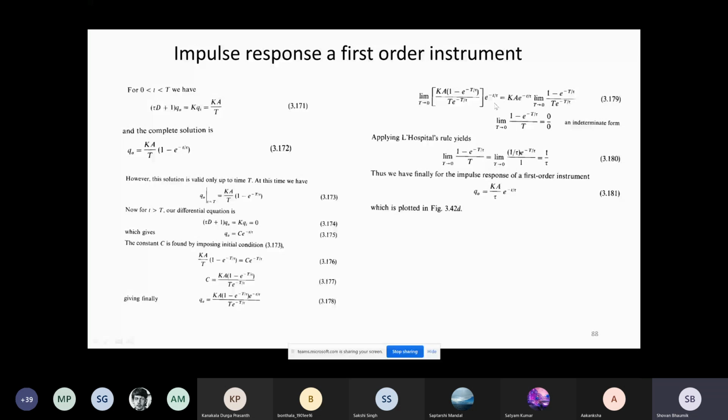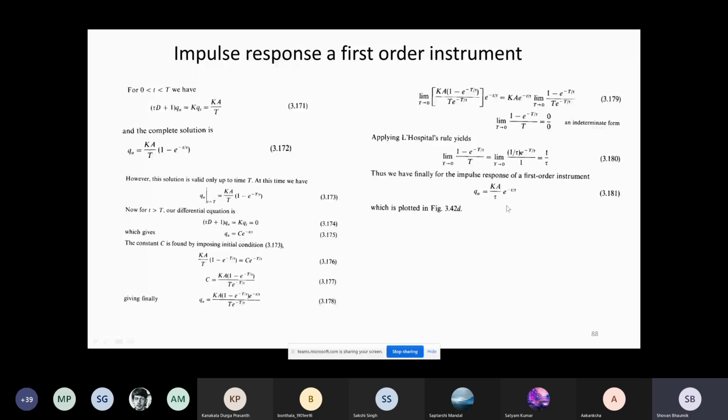Here we can see K A e to the power minus small t by tau. K is coming out, and limit capital T tends to 0 of (1 minus e to the power minus T by tau) by capital T. This is a simple limit evaluation, and you can see for capital T tends to 0, this will be 0 by 0. So we can use L'Hospital's rule. For both the numerator and denominator we take the derivative, and once we take the derivative we get the limit as 1 by tau. Thus we finally see that when T tends to 0, the limit will be 1 by tau.